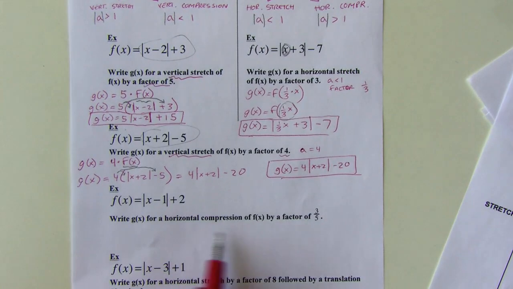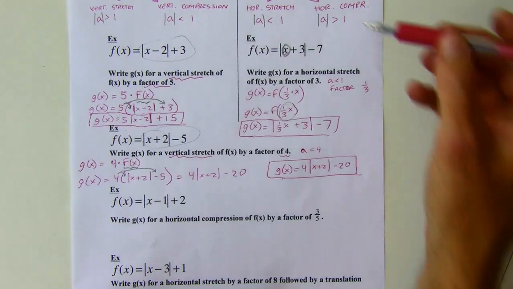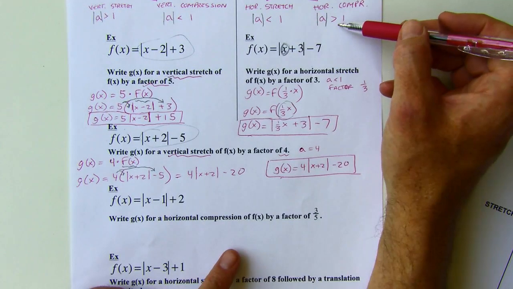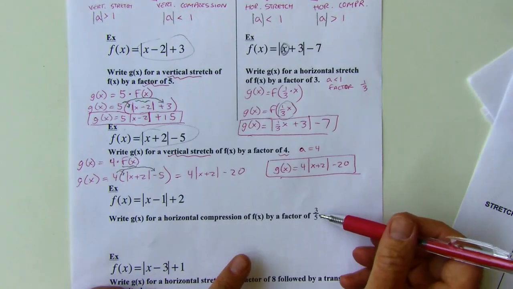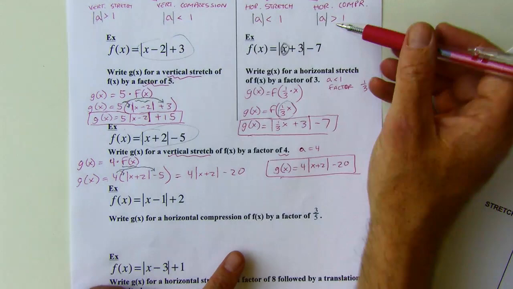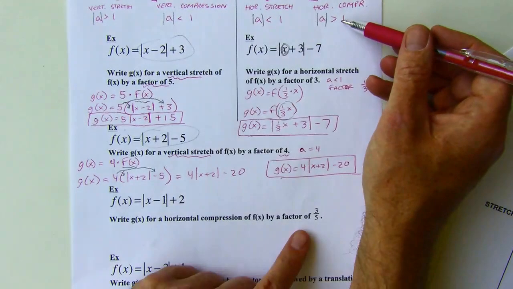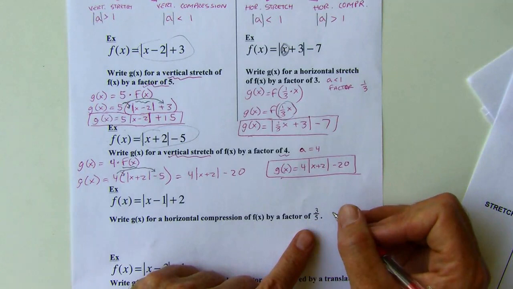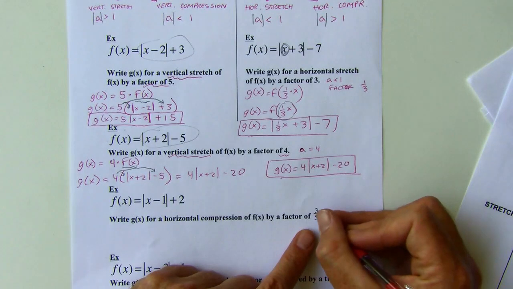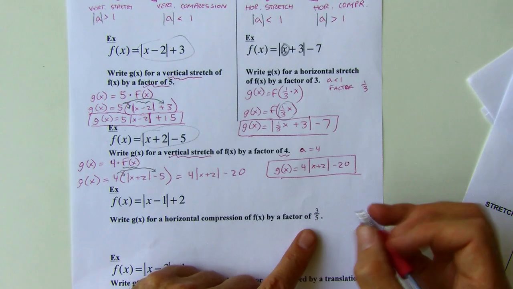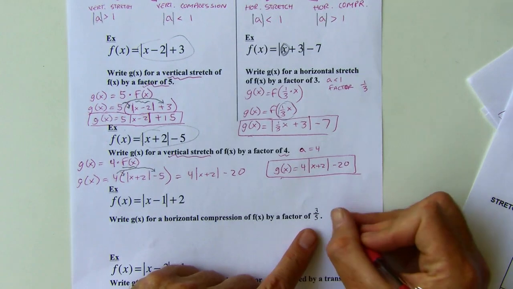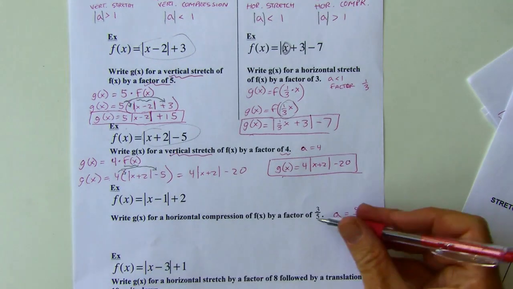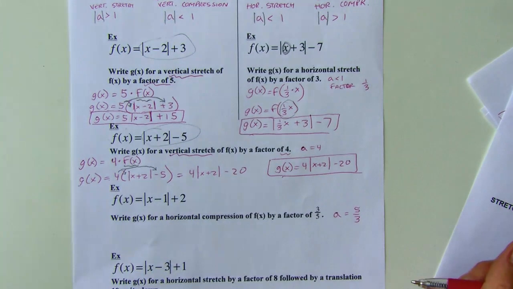Now we've got a horizontal compression. So looking at a horizontal compression, my a value should be more than 1. Oh, look at this, but 3/5 is less than 1, okay? So if I want that to be a number more than 1, I could do 1 over 3/5, but when you simplify that, it's just going to flip that around, okay? So my a value is going to be 5/3. It's the reciprocal of this because I need it to be more than 1, okay?